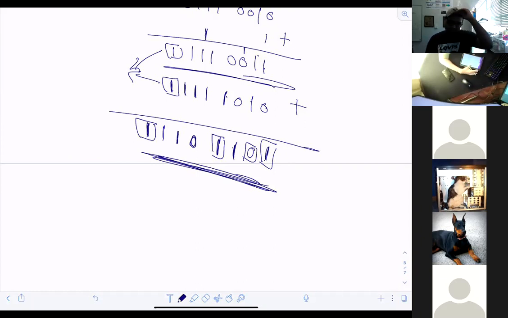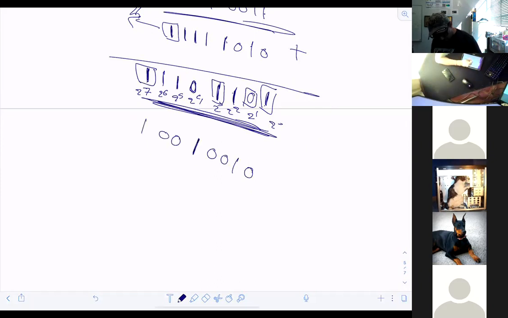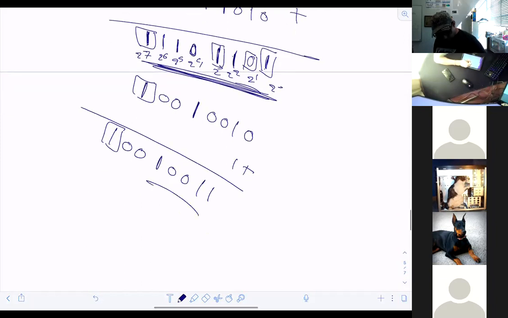This is 2 power 0, 2 power 1, 2 power 2, 2 power 3, 2 power 4, 2 power 5, 2 power 6, 2 power 7. If you start doing the process, you will find it will never be -19, right? So you have to flip it. Flip it, it's going to be 0, 1, 0, 0, 1, 0, 0, 1. Add 1. So it's going to be 1, 1, 0, 0, 1, 0, 0, 1.